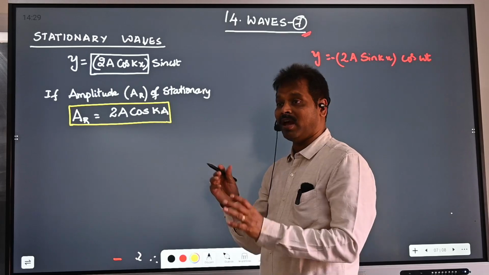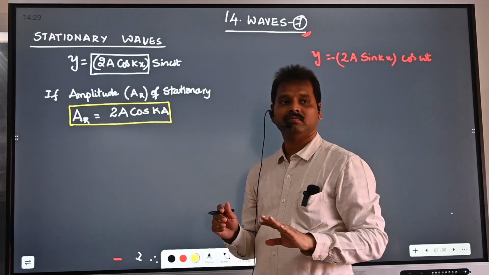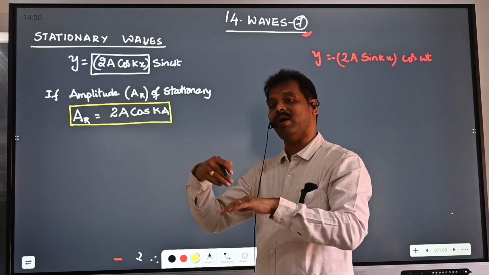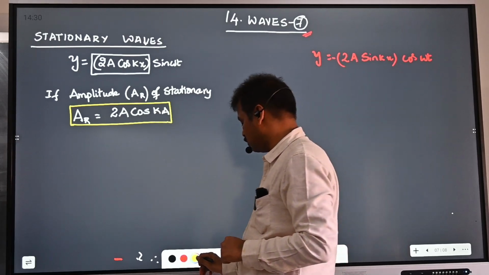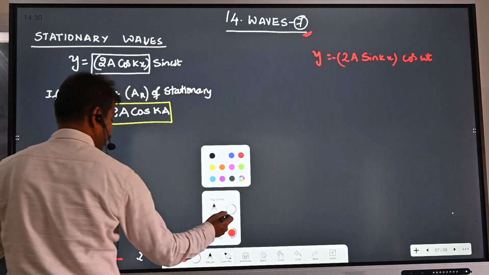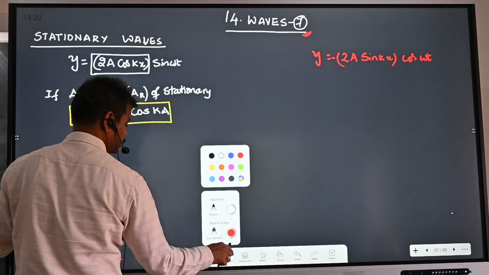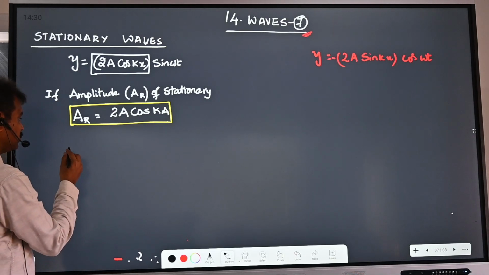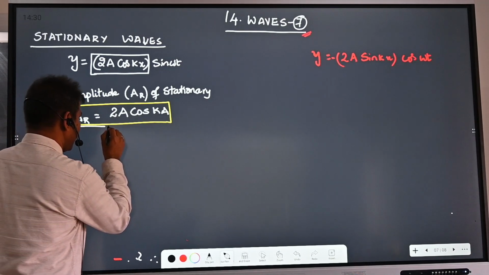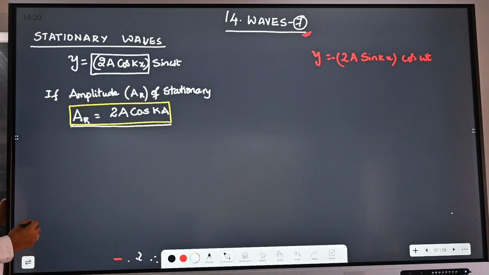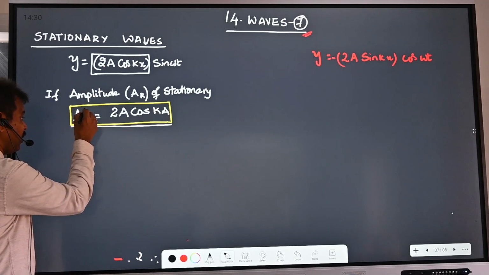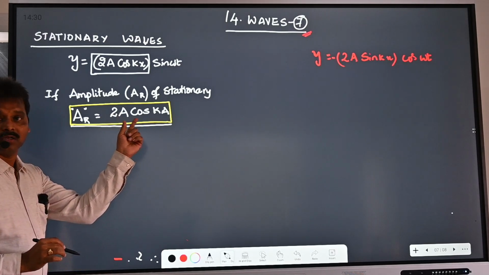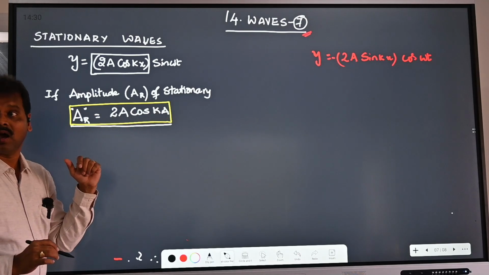This amplitude can be maximum, can be minimum, or it can take any value. We will see how this amplitude changes. Now, if the amplitude is given as 2a cos kx, the resultant amplitude does not depend on 2a, because 2 is already constant and a is already constant. It depends on cos kx.